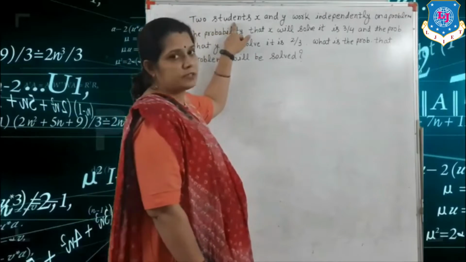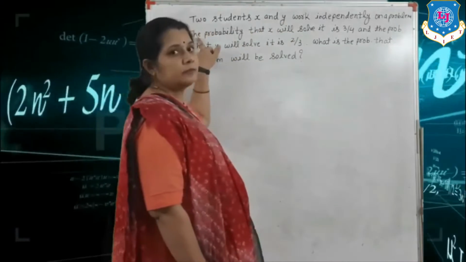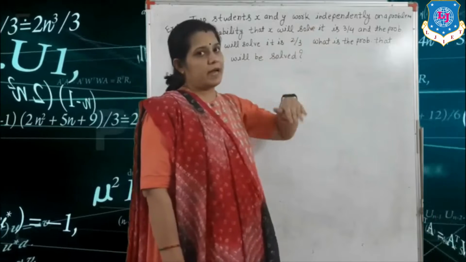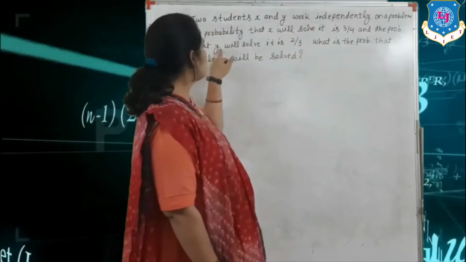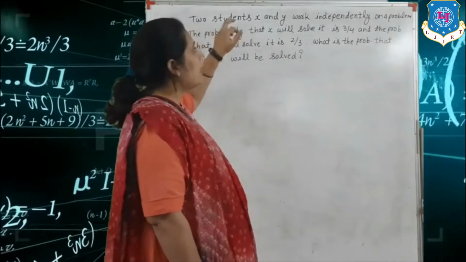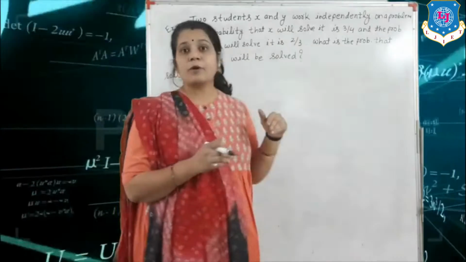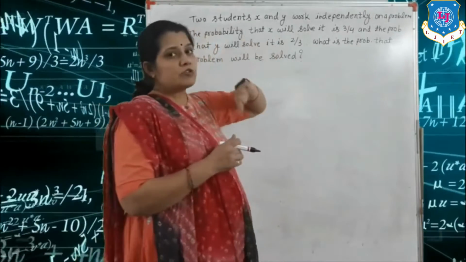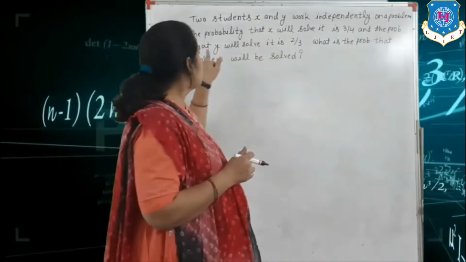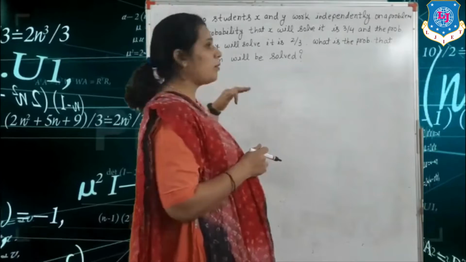The question is: two students X and Y work independently on a problem. The probability that X will solve it is 3 by 4 and the probability that Y will solve it is 2 by 3. That means we have two students, X and Y, who work independently on a problem. So what is the probability that the problem will be solved?